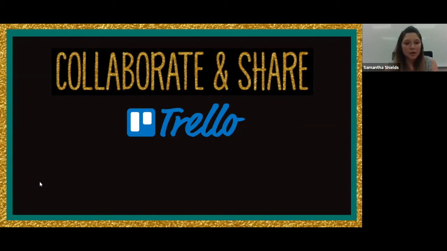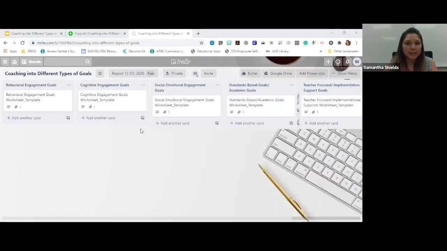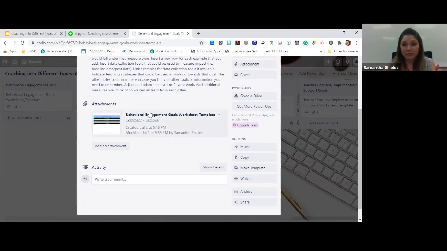And so what you're going to do is click on the icon that I have there for you. Once you click it, it invites you to our Coaching into Different Types of Goals Trello. Once you're in here, under each type of goal, engagement goal, I have put the first card. When you click this, it contains a forced copy of the document for you to use.